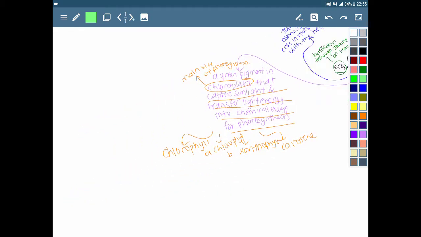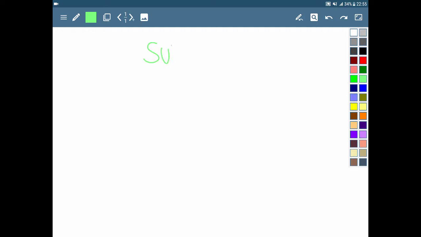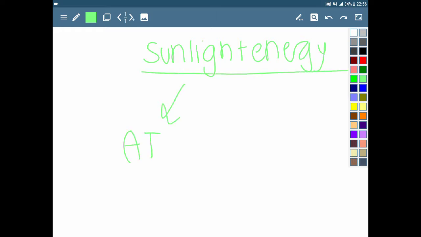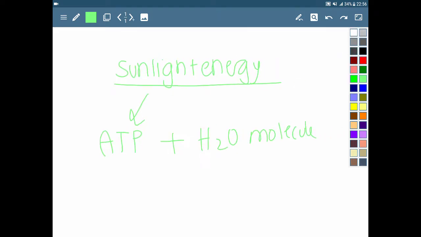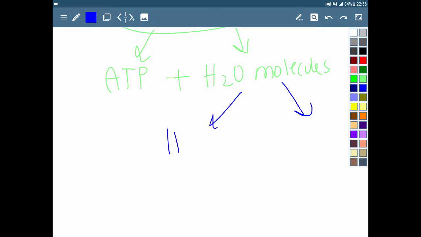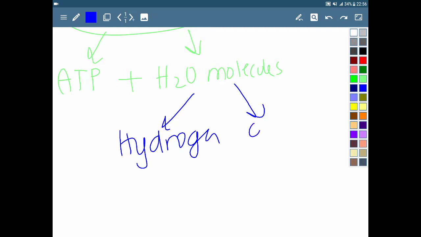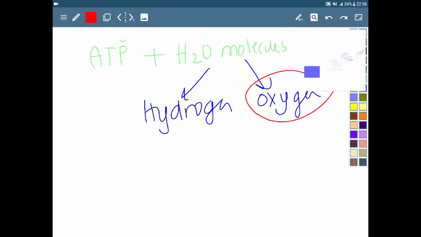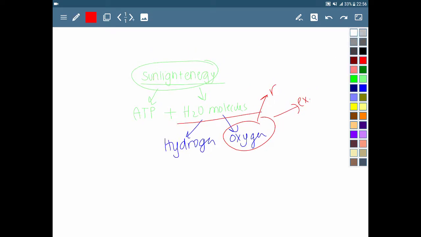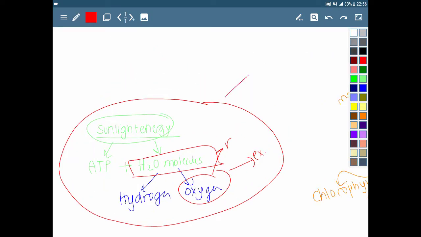Now the process of photosynthesis, this is how it occurs. So sunlight energy is obviously captured. Energy means ATP. So ATP, plus water molecules. Now, what does this sunlight energy do to water molecules? It breaks them down into hydrogen and oxygen. This oxygen goes out of the cell either for respiration or excreted. Okay? Now this part, where water molecules are broken down and ATP is also released, is called the light reaction.